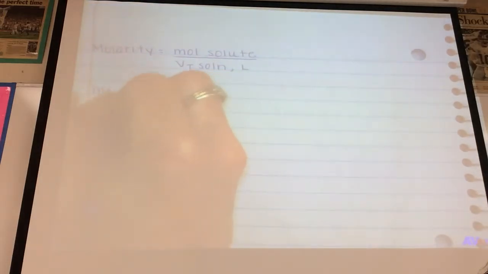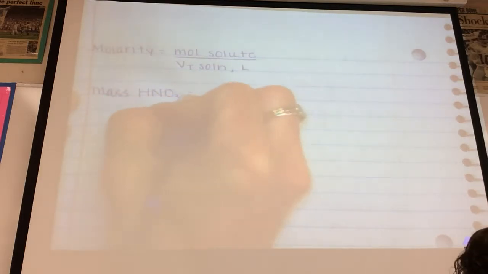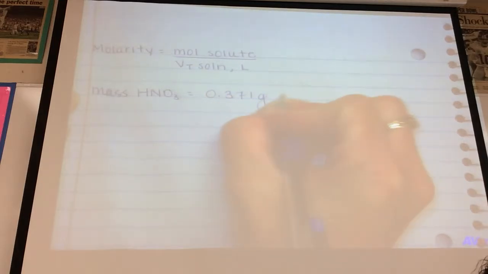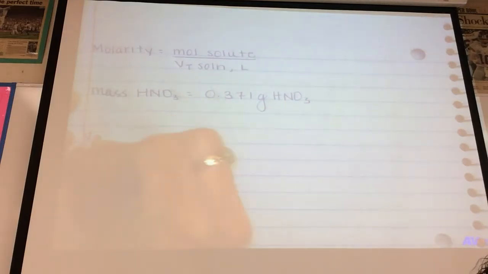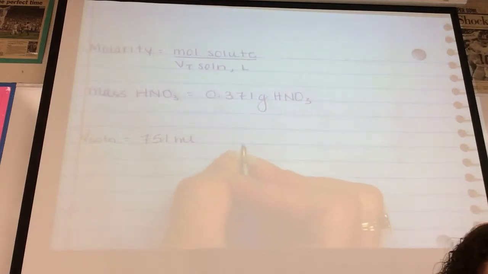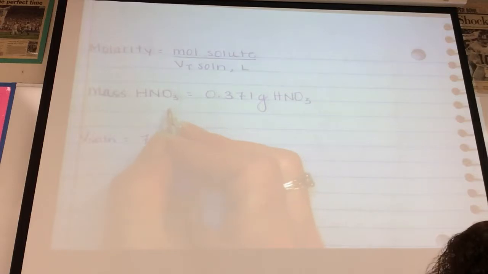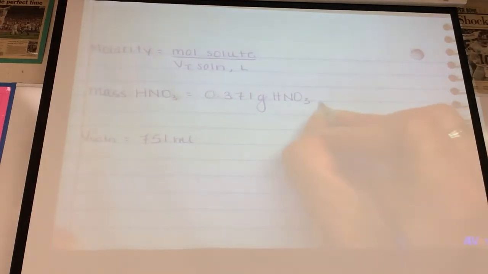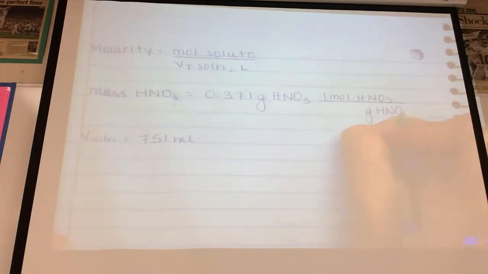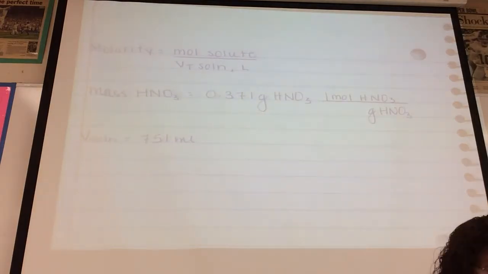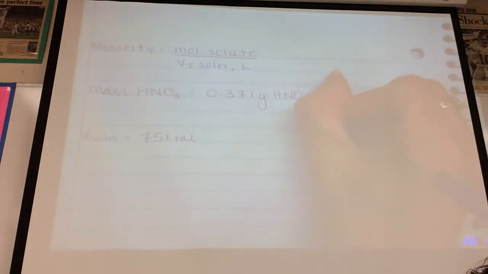Well, in this problem, we're given the mass of nitric acid at 0.371 grams. We're also given the volume of solution at 751 mils. We need to get the concentration of nitric acid. How are we going to do that? Convert grams to moles. We have 1 mole of nitric acid is equal to the mass in grams off the periodic table, and that's 63.0119.